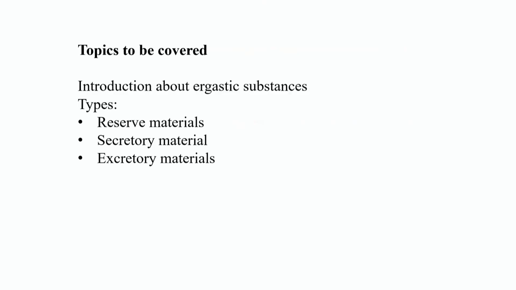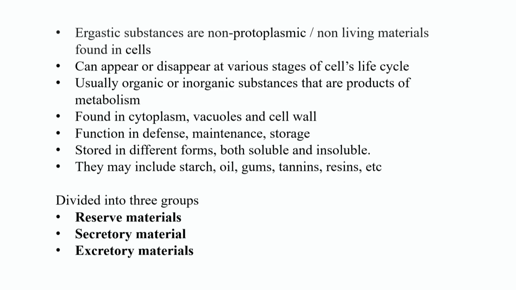Welcome student in the last lecture of our first week, and in this we will be talking about ergastic substances, which are basically non-living inclusions or material which is found in a plant cell. In this we will be discussing what are ergastic substances and what are different types of substances which are present in a plant cell. Now, they are non-living or non-protoplasmic inclusions or material which is found in a plant cell.